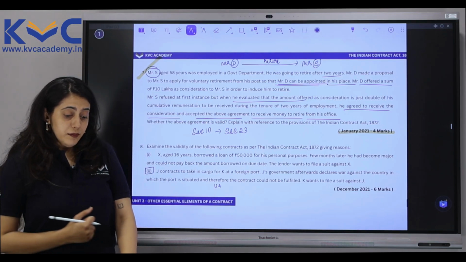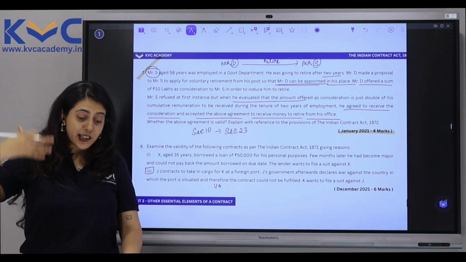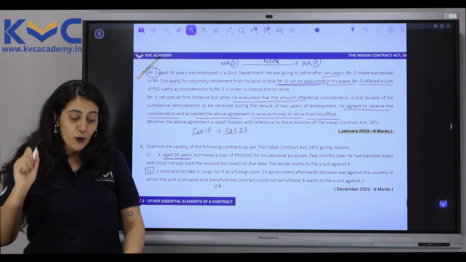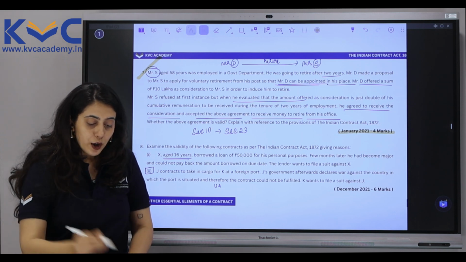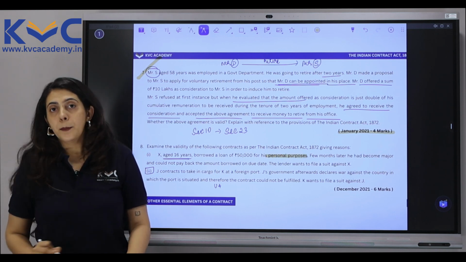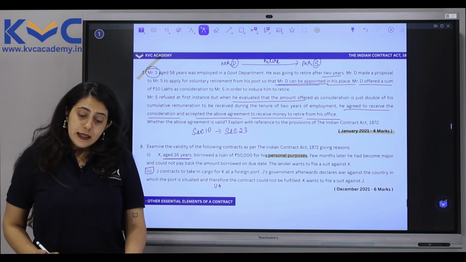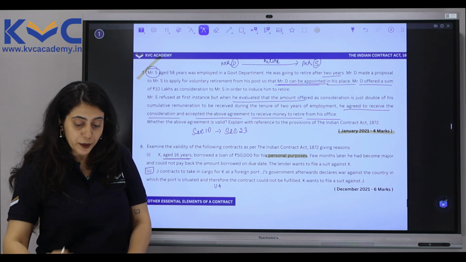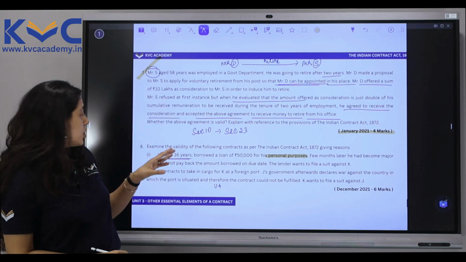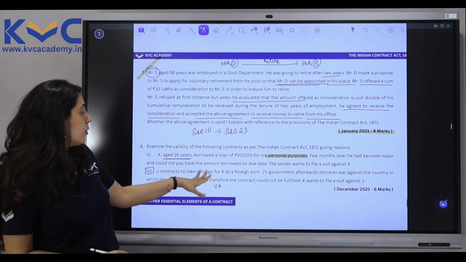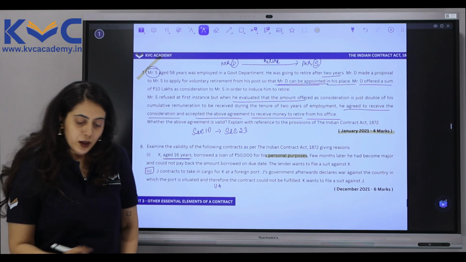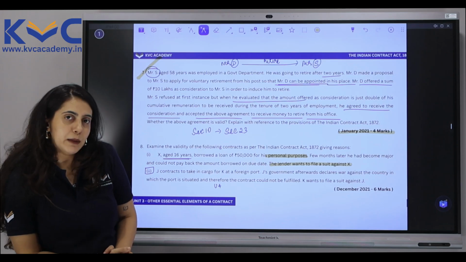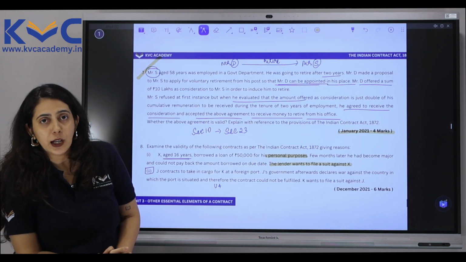First one, X, aged 16 years. Here itself, we know what the topic is going to talk about. Borrowed a loan of rupees 50,000 for his personal purposes. A few months later, he had become a major. Two years later, people are talking about 24 months. A few months later, he had become a major and could not pay back the amount borrowed on the due date. The lender wants to file a suit against X.